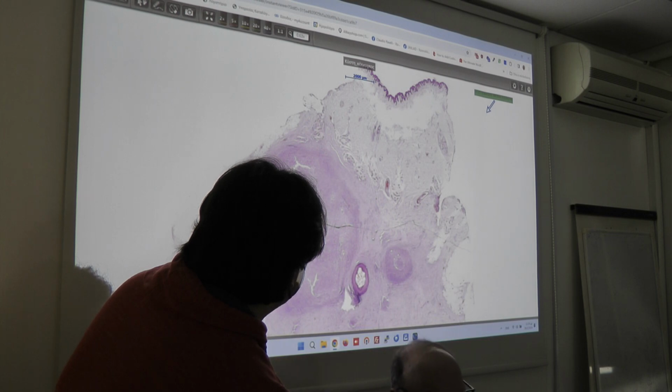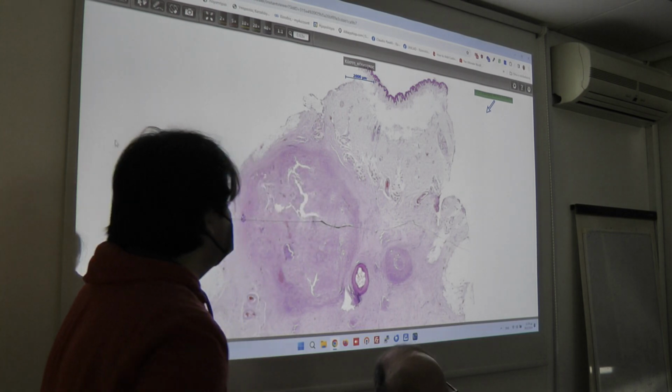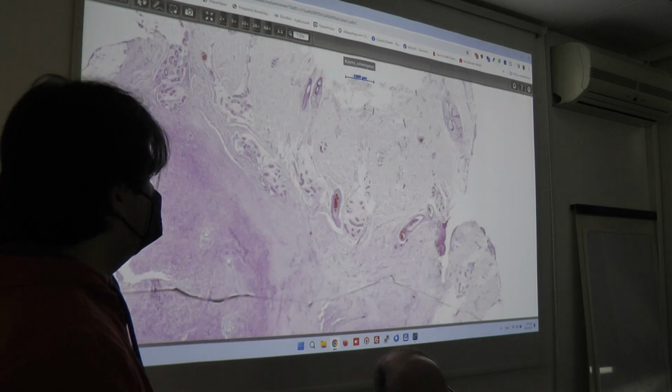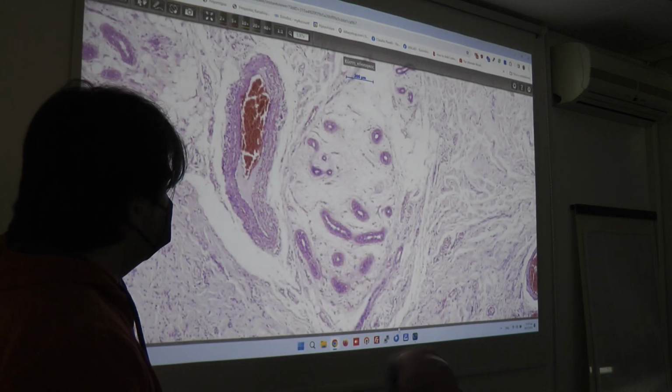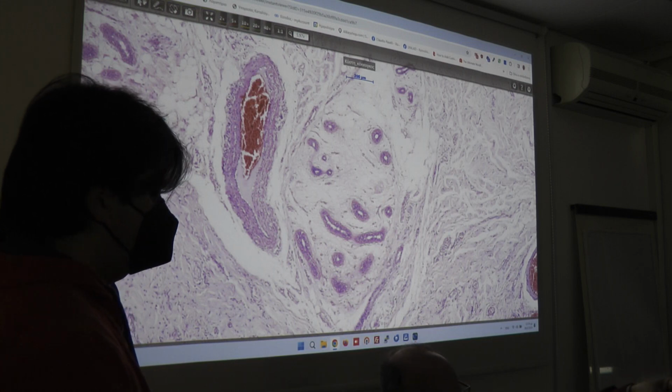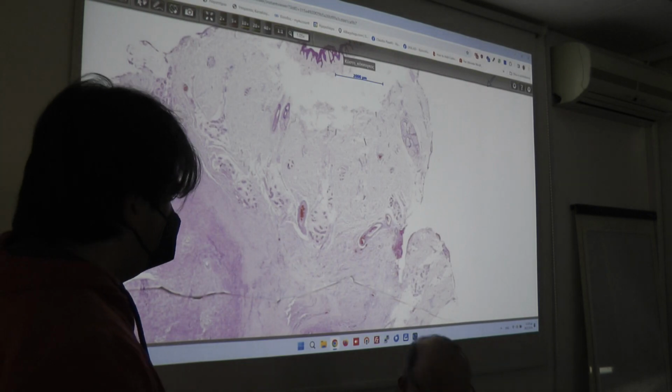Let's have a closer look here. So what is this? It's a blood vessel. Excellent. And these are sweat glands, skin appendages. All right. So that was normal.